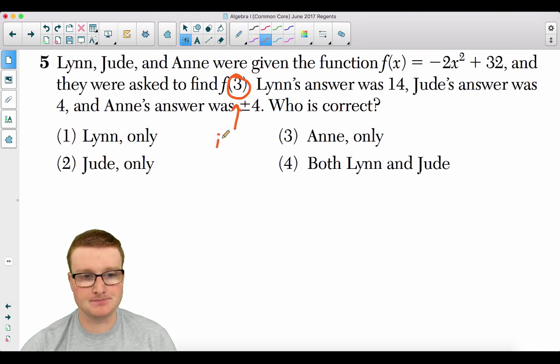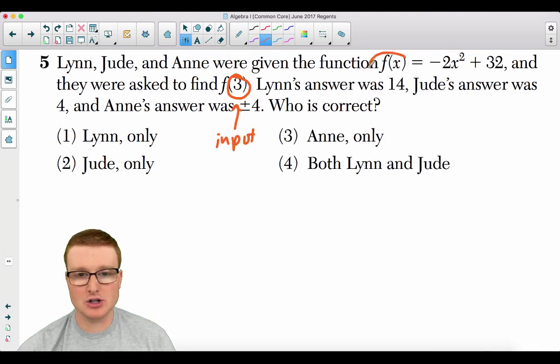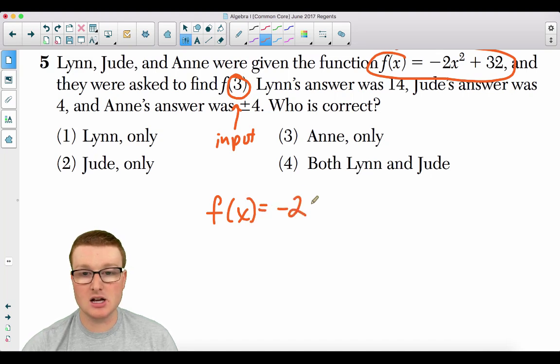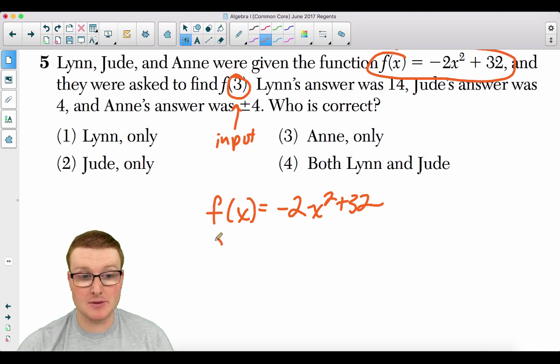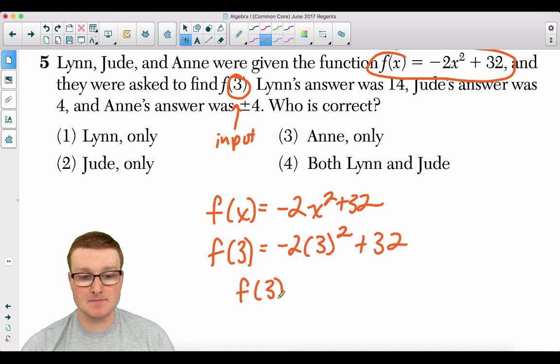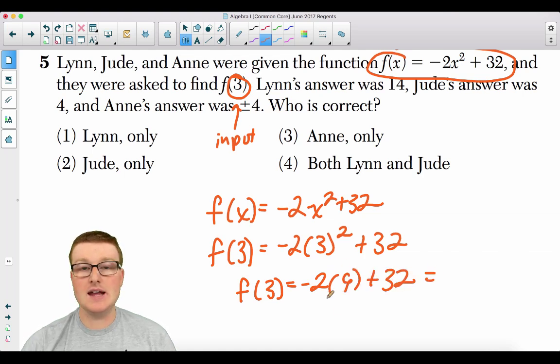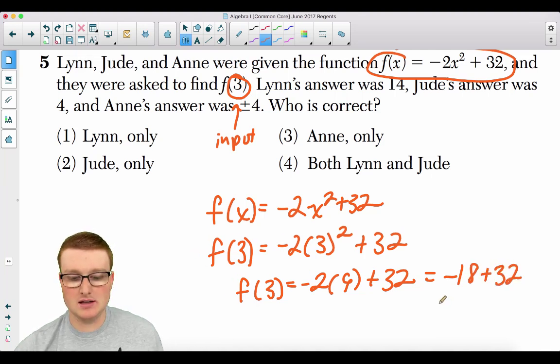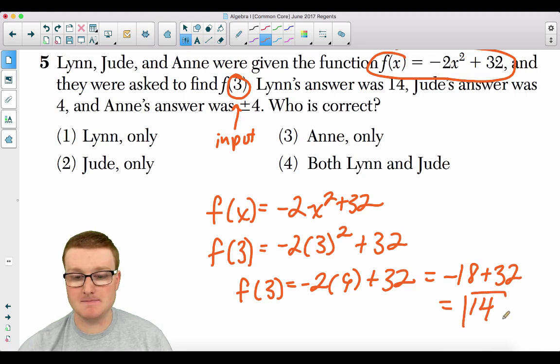This is your input, and this is your function that you need to plug it into. Anytime you see an x in f of x, you're going to replace it with a positive 3. So f of 3 is equal to negative 2 times 3 quantity squared plus 32. 3 squared is 9, so negative 2 times 9 is negative 18, plus 32, and that is going to yield an answer of 14.